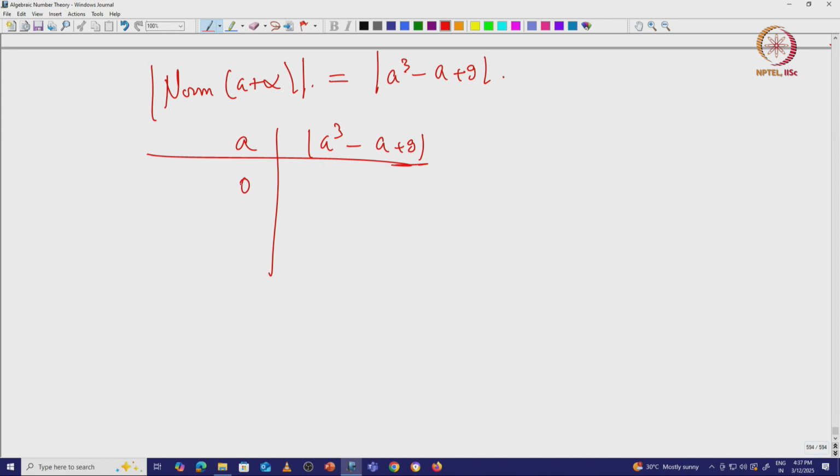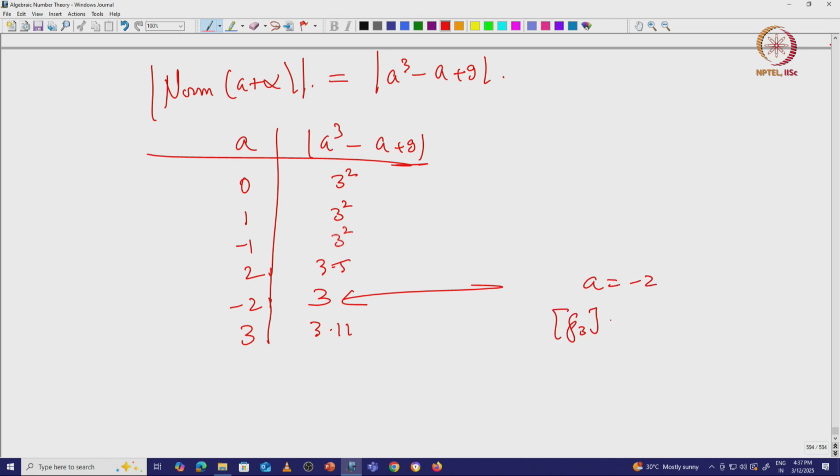If I put a equal to 0, I get 3 square. If I put a equal to 1, I again get 3 square. If I put a equal to minus 1, then I again get 3 square. If I put a equal to 2, then I get 3 times 5. If I put a equal to minus 2, then I get 3. If I put a equal to 3, I get 3 times 11. So, 3, 5 and 11, they are all appearing.